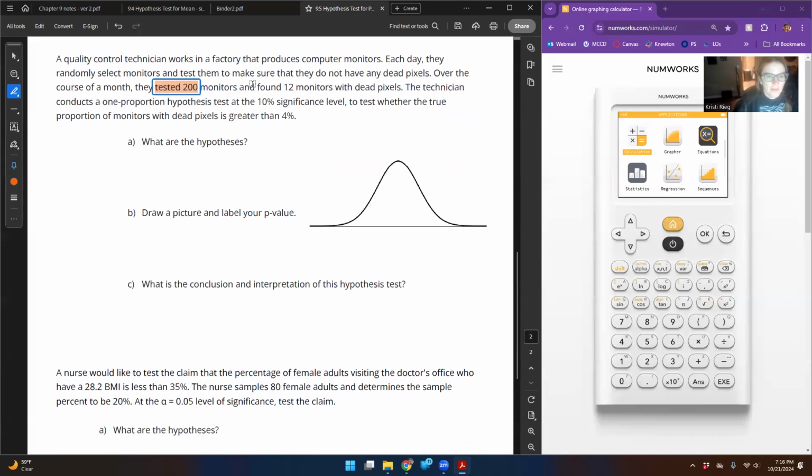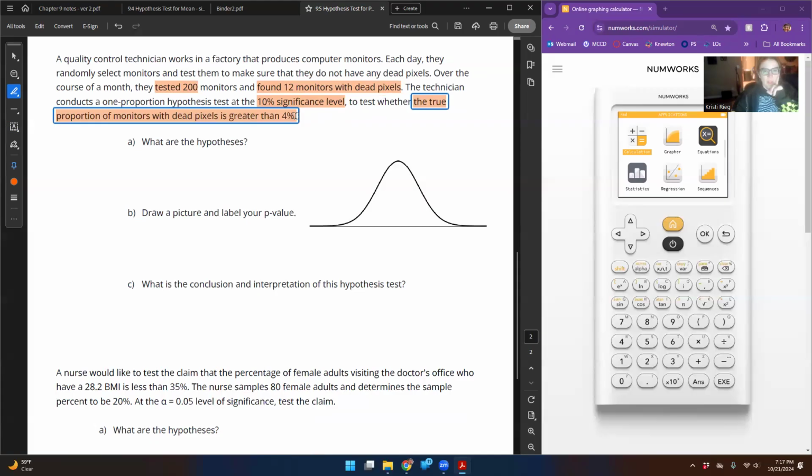So there's my N, and 12 of them had dead pixels. That's our X. The technician conducts a hypothesis test at the 10% significance level to test whether the true proportion of monitors, okay, and then here's our claim. The true proportion of monitors with dead pixels is greater than 4%.